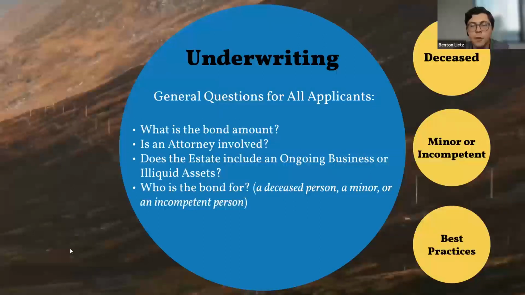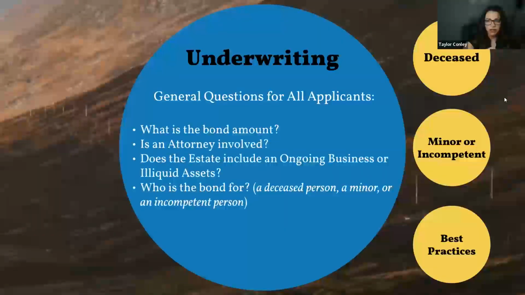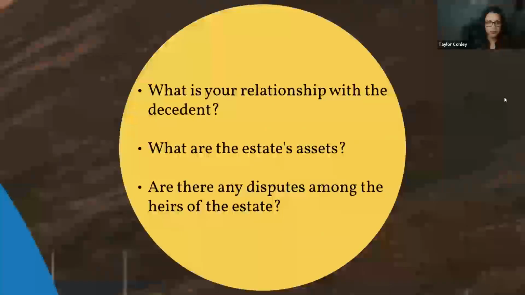And then who is the bond for? Again, Taylor was going through the different bond types. That's just going to help us determine what bond form and what information needs to be on the bond form when we're determining what kind of risk is going on here. So. Absolutely. And then we're going to have some questions for these as well. So we're going to talk about best questions for deceased first.